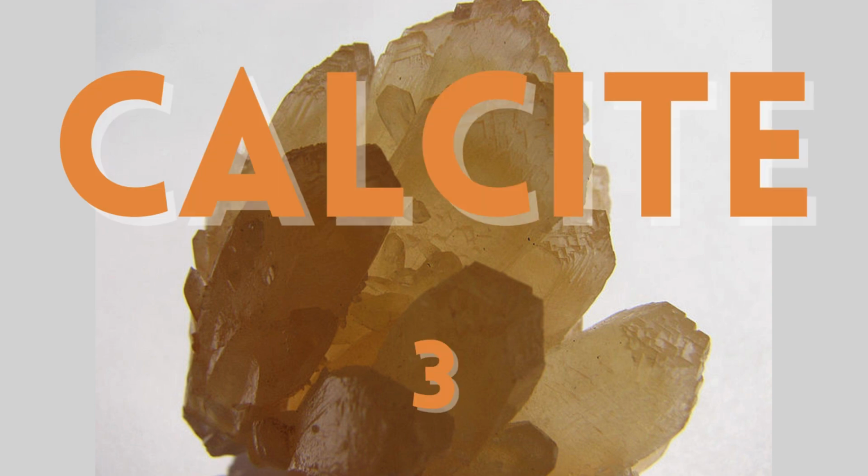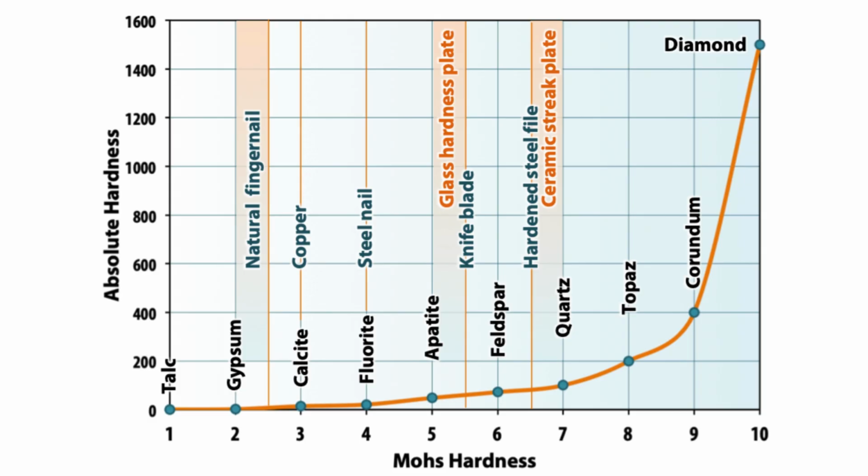Calcite is numbered 3 in the Mohs scale. It can barely get scratched by a copper penny. Some of the uses of calcite include as a building material, pigment and as a pharmaceutical ingredient.